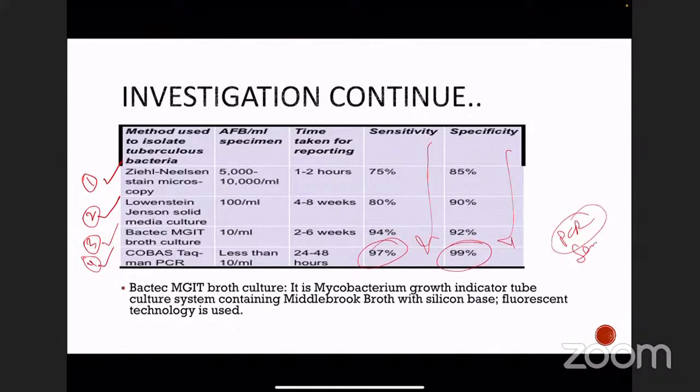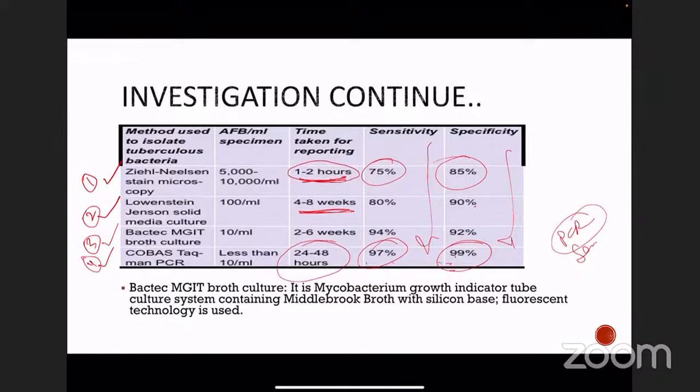Another, this is the growth media. Here we have mentioned the time. By the Ziehl-Neelsen stain, in 1 to 2 hours, we can diagnose whether patient is having TB or not, but sensitivity and specificity are less. By LJ media, we can find out MTB in 4 to 8 weeks, with more sensitivity and specificity. But other than doing LJ media, we can go for PCR directly, as LJ takes more time, and PCR is more accurate due to its sensitivity and specificity.